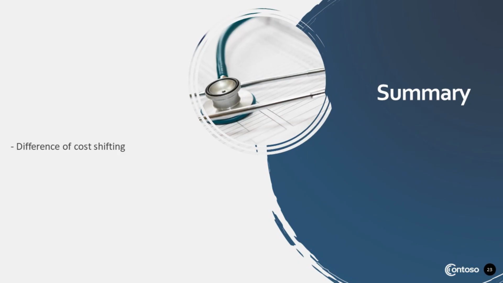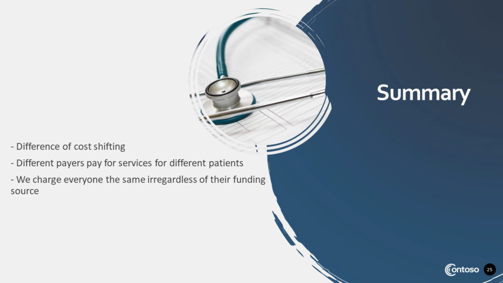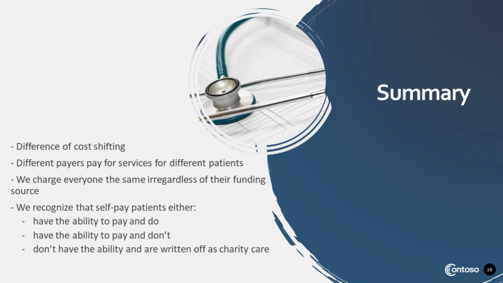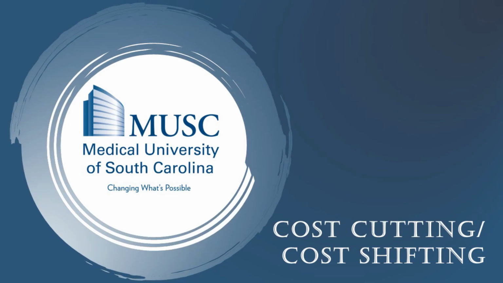The purpose of that was to share with you just kind of the constructs. So you learned a bunch of concepts there. You learned the difference of cost shifting, that different payers pay for services to different patients. But you learned a couple rules. We charge everybody the same, irrespective of their funding source. We recognize that self-pay patients either have the ability to pay and do, have the ability and don't, which is bad debt expense, or don't have the ability and we write them off as charity care. And then you saw those fundamental building blocks that lead to the development of a big budget piece that we'll talk about later.